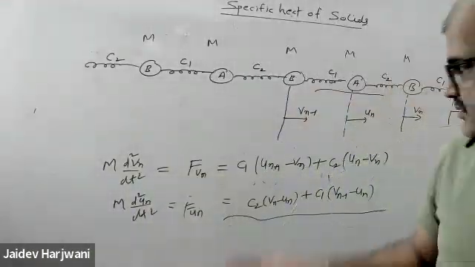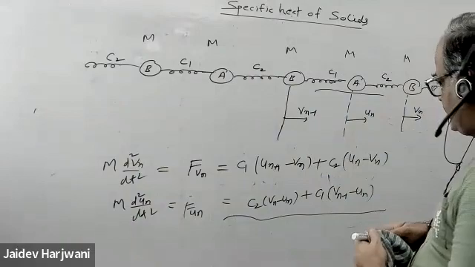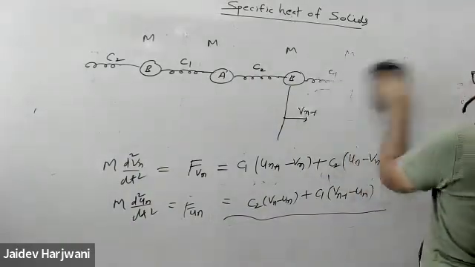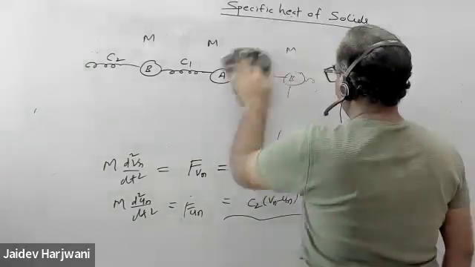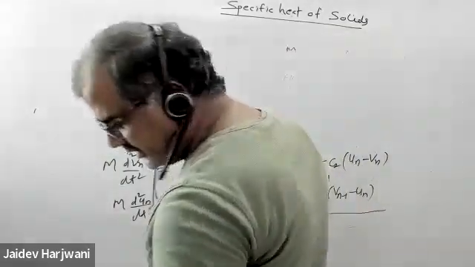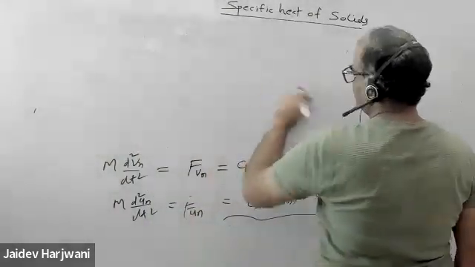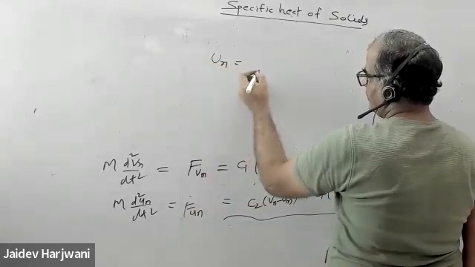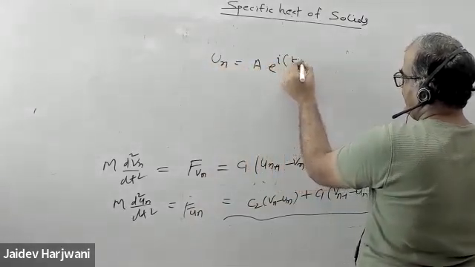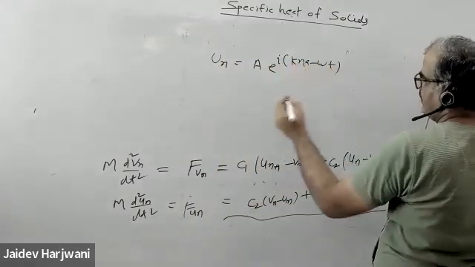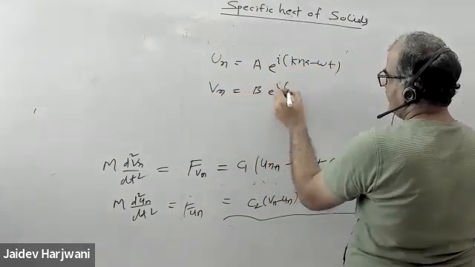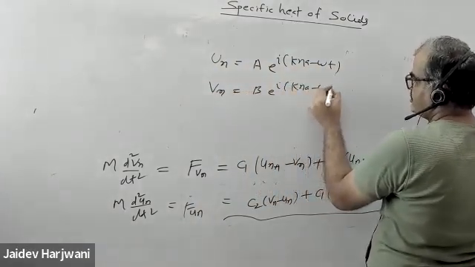Now you have done this several times. Now you just have to put the values of Un and Vn and solve for your dispersion relation. So I am giving you the traveling type of solutions. So Un is what? A e^(iκ(na − ωt)), and I'm giving Vn also, b e^(iκ(na − ωt)).